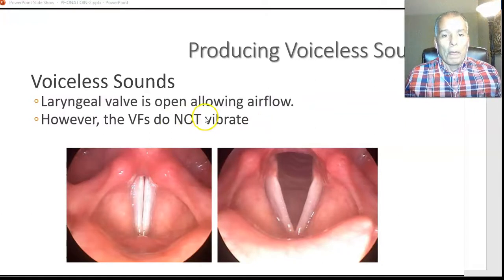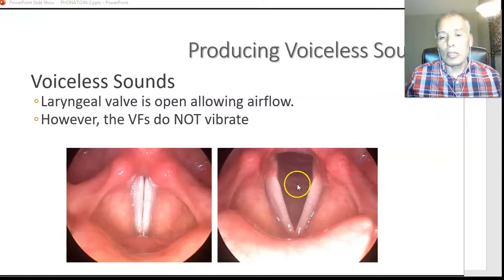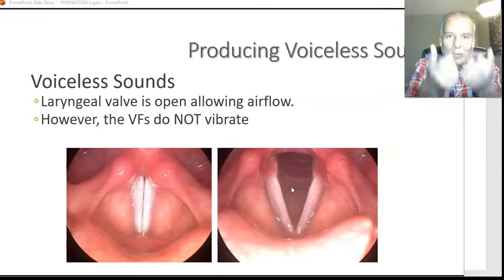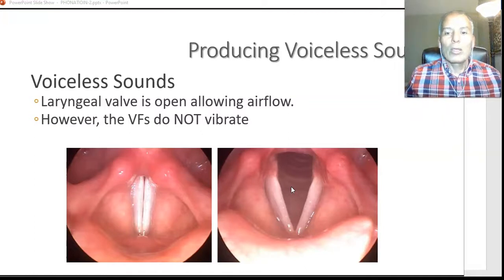So, for example, when you say f, the vocal folds have nothing to do with this sound, except that, yes, the air escapes in between. They are opened like this, the air comes out, but then the lower lip makes contact with the maxillary incisors, and then we expel more air out, and that narrow space is going to cause the friction. So that is a voiceless sound.